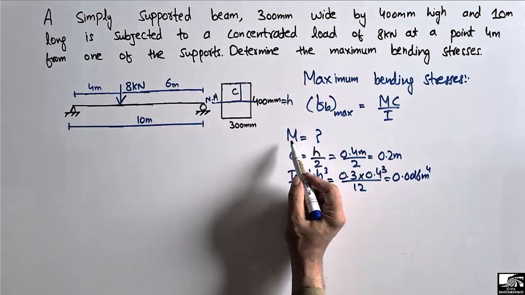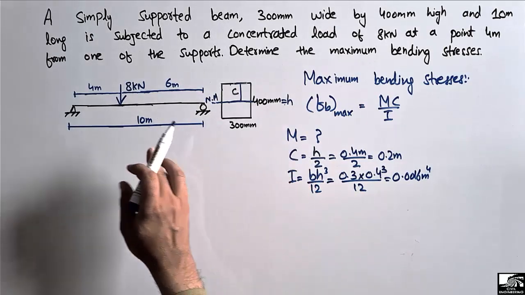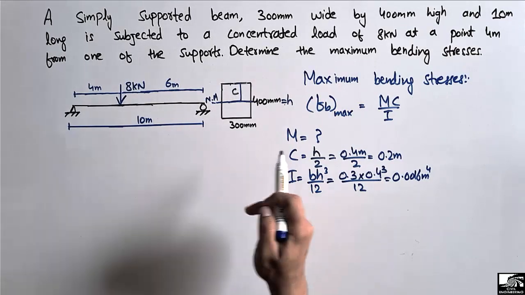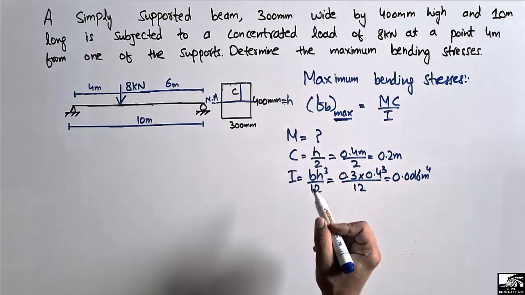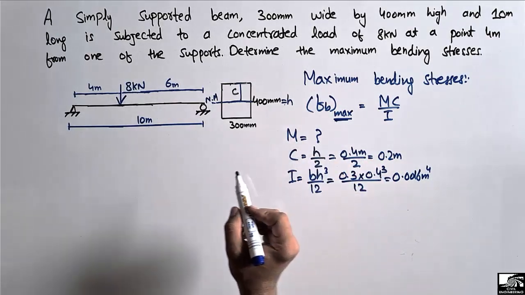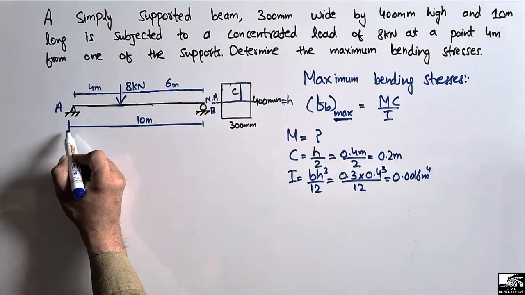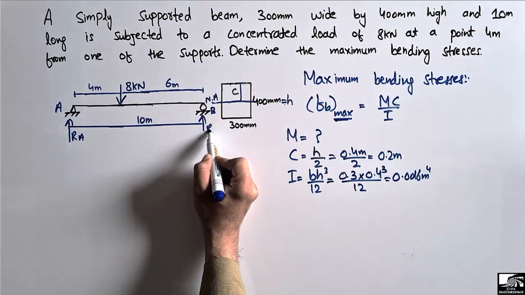Now the only unknown is the moment for this beam, and for this we have to find out the support reactions, draw the bending moment diagram, and find out the maximum moment for this beam in order to find out the maximum bending stresses. So to find this maximum moment, let's consider this support is A and this is B, and first of all we have to find the support reactions, RA and RB.